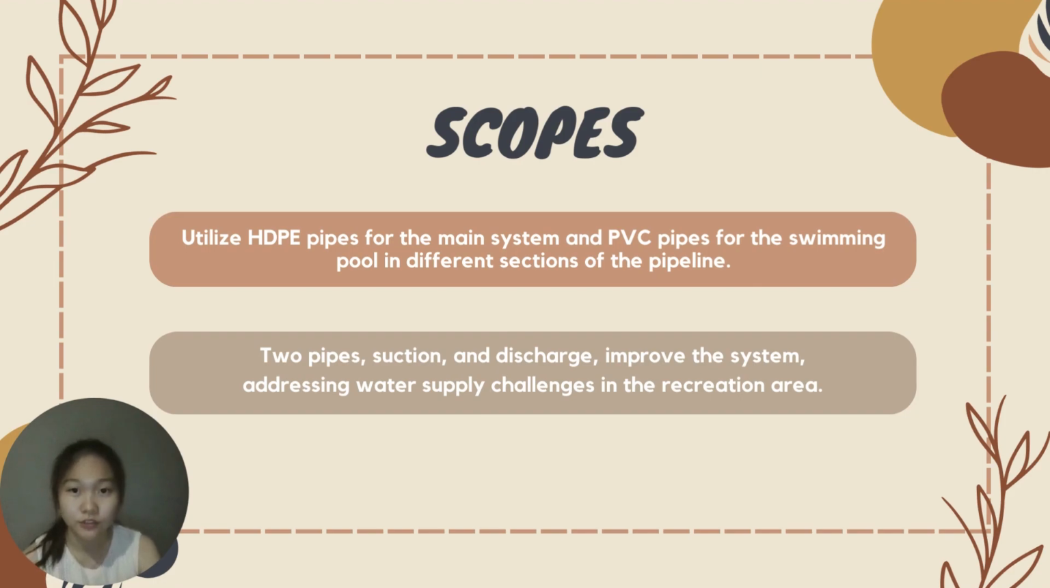Next is to utilize HDPE pipes for the main system and PVC pipes for the swimming pool in different sections of the pipeline. Lastly, two pipes, suction and discharge, improve the system, addressing water supply challenges in the recreation area.